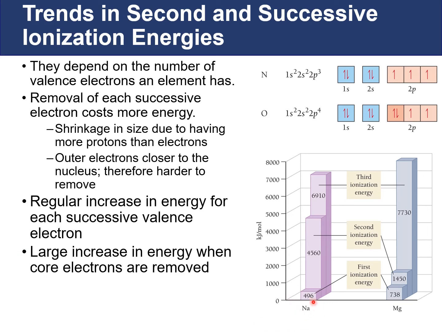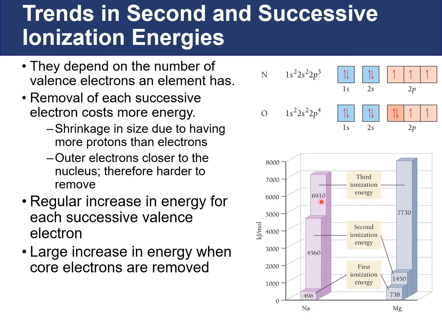If we look at sodium and magnesium, for sodium, it is an alkali metal, so it is in the first group or first column of the periodic table. The first electron is fairly easy to remove. It takes only 496 kilojoules per mole. The next electron, which would break a noble gas configuration, requires 4,560. That is a very large jump between the first electron and the second electron.